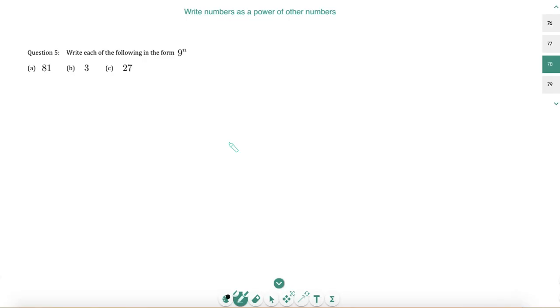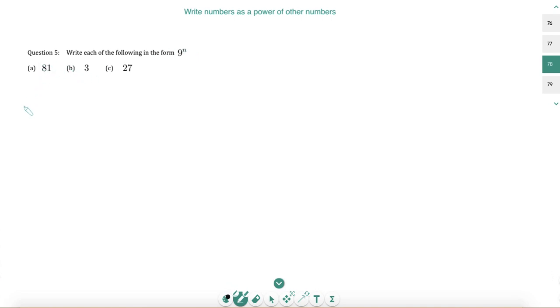All right, guys, the next part of indice rules is called writing numbers as a power of other numbers. These are fairly common questions you see in exams, especially more like A and A-star level questions. So we're trying to take your work to the next level. Make sure you have this concept nailed down. Let's start with the basics, and we'll get harder and harder as we go. So write each of the following in the form of 9 to n.